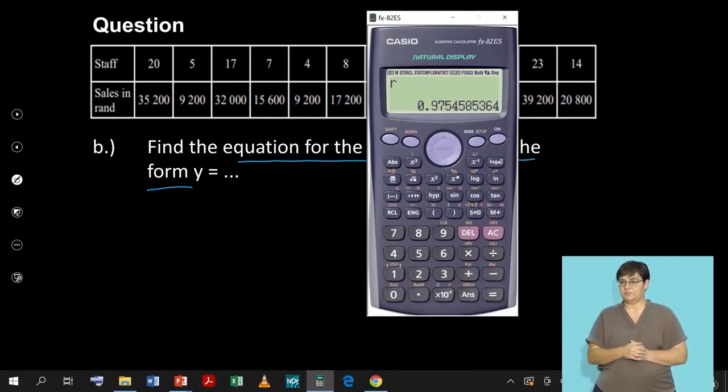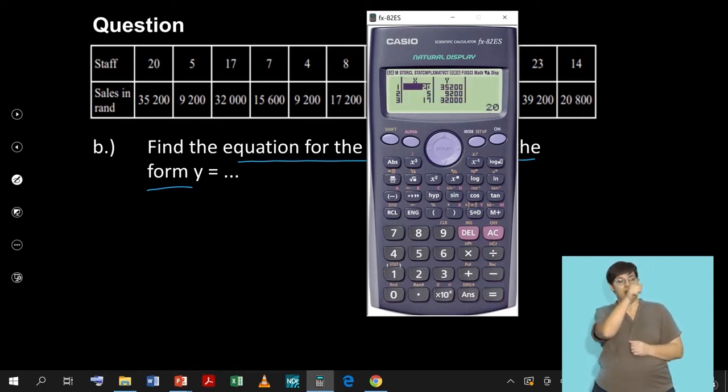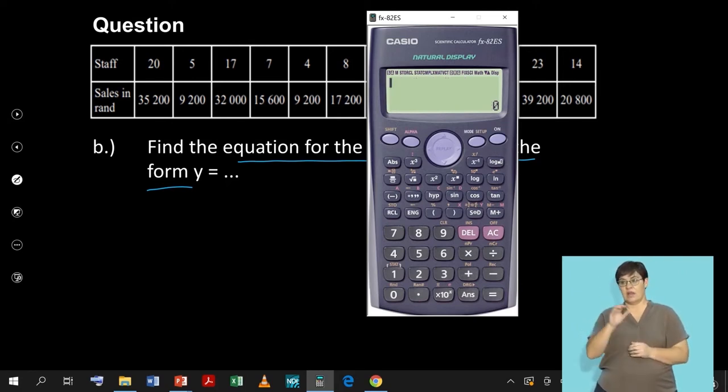If I say AC, shift 1, are we together? I can select 2 to check my data again. If I press 2, there's my data coming back. I don't have to put it in again. My data is in my calculator. So AC, okay, shift 1.